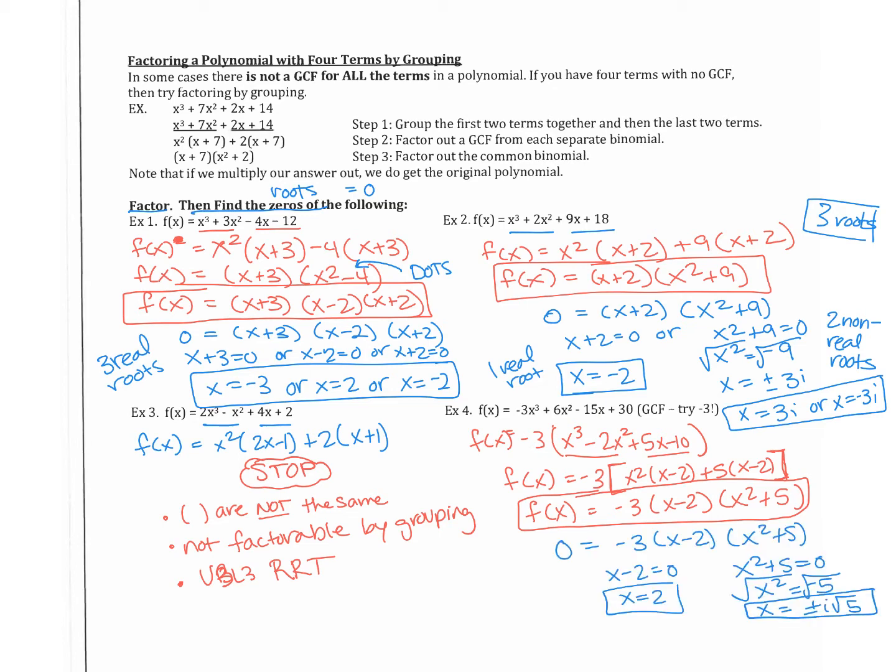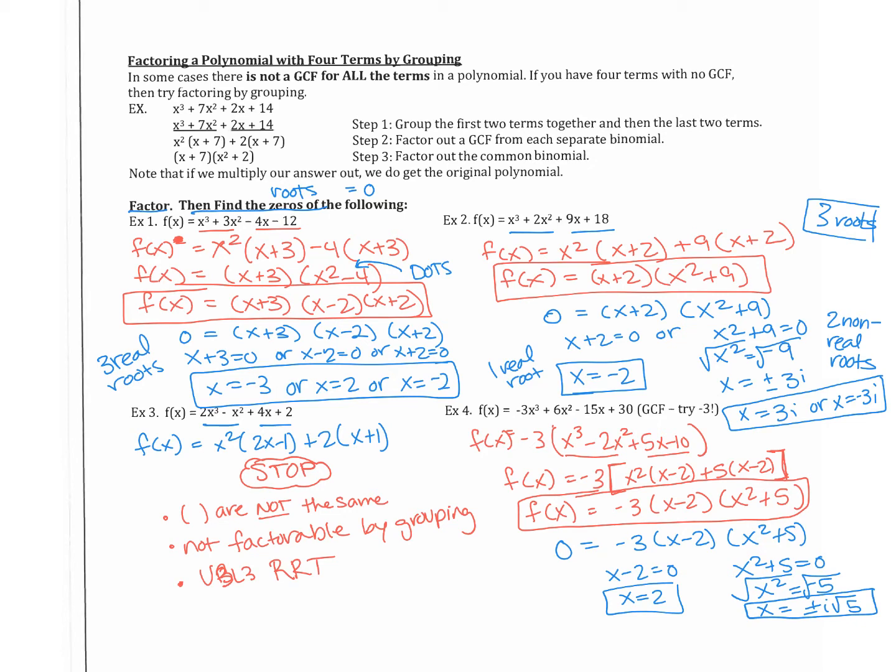How did we do? So notice I don't do anything with the negative 3. There's no x with it. So the negative 3 is not part of my zeros. You know what the negative 3 is telling me? It tells me this parabola points the opposite direction, negative. Not parabola, sorry, this is going to be a cubic function.